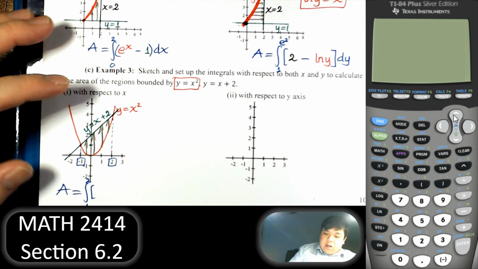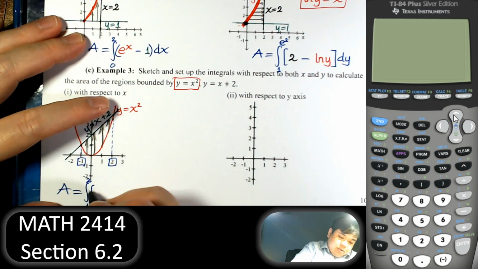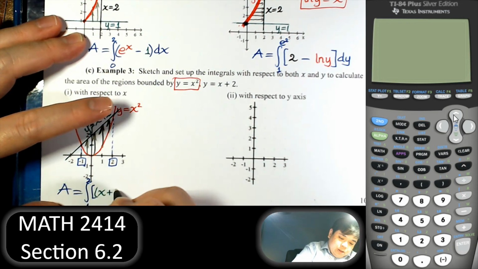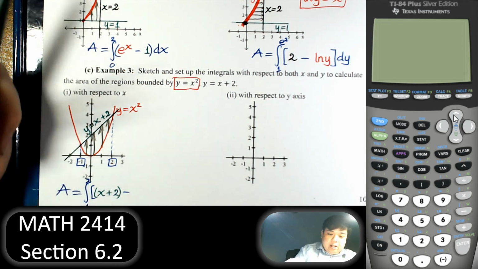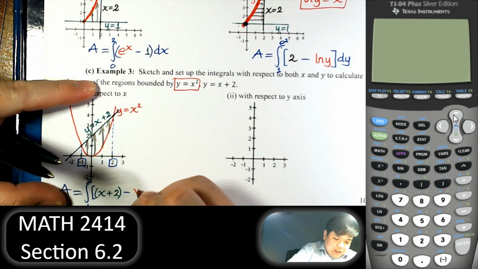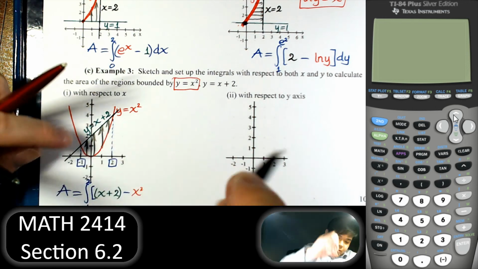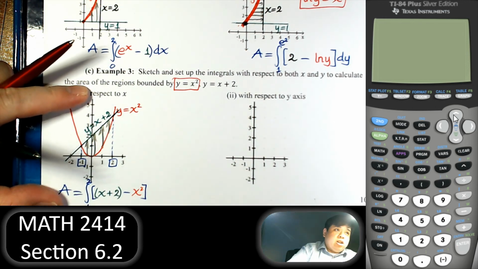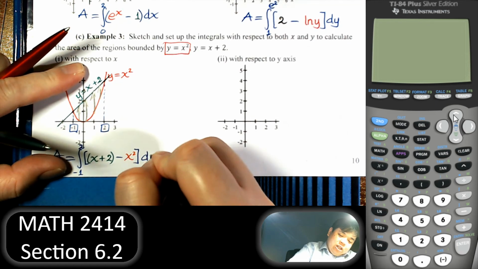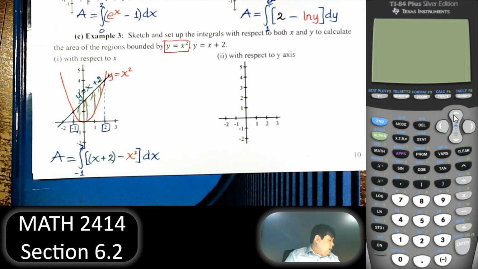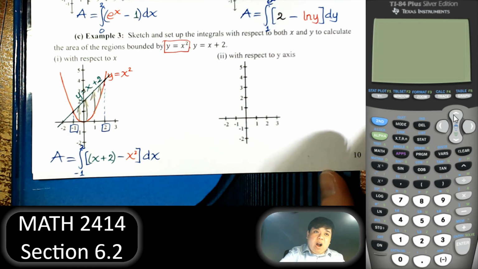The function on the top, x plus 2. The function at the bottom, x squared. So 1 on the top, 1 at the bottom. So we only need one integral. And pretty much that. Now let's try to do this in terms of y, which will be a little more complicated.